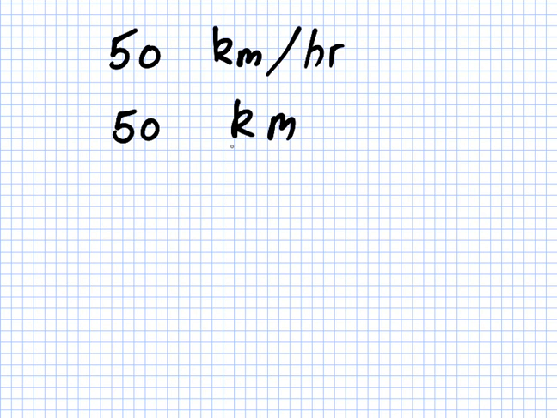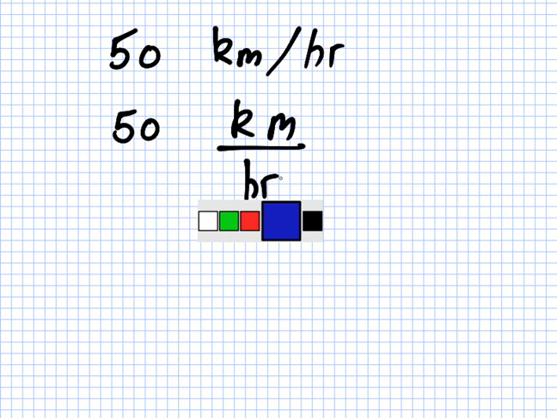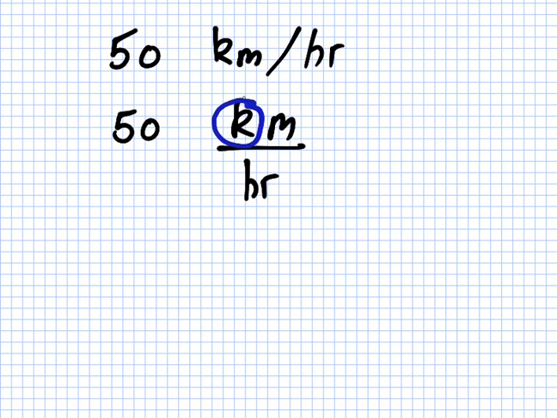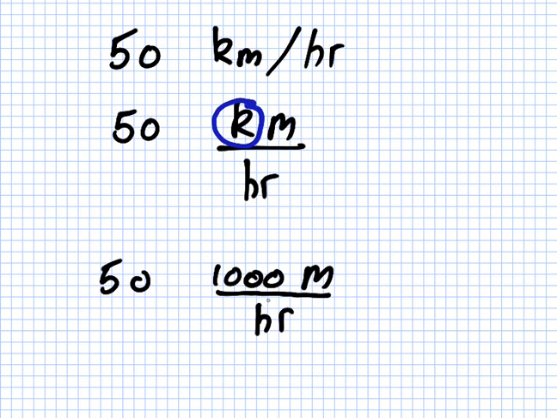So we want to change 50 kilometers per hour. I should really write it without the slash, but oh well. Already broke my promise. 50 kilometers per hour. That's 50 km over hours. What's nice about prefixes is they're just like numbers. So for example, kilo, K, how big is that? 1,000. So this is 50 times 1,000 meters per hour.